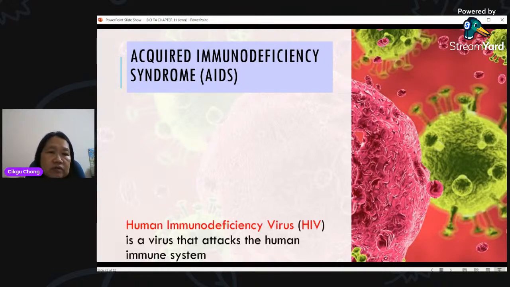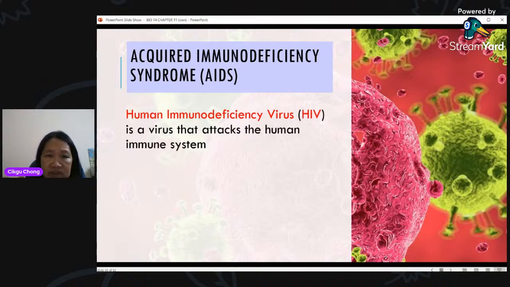A lot of people get confused. Do I call it AIDS or do I call it HIV? What is the difference? HIV is the name of the virus. It's not the name of the disease.